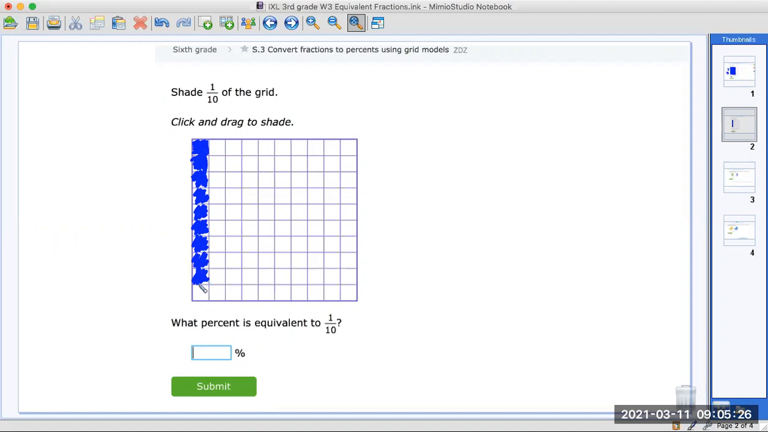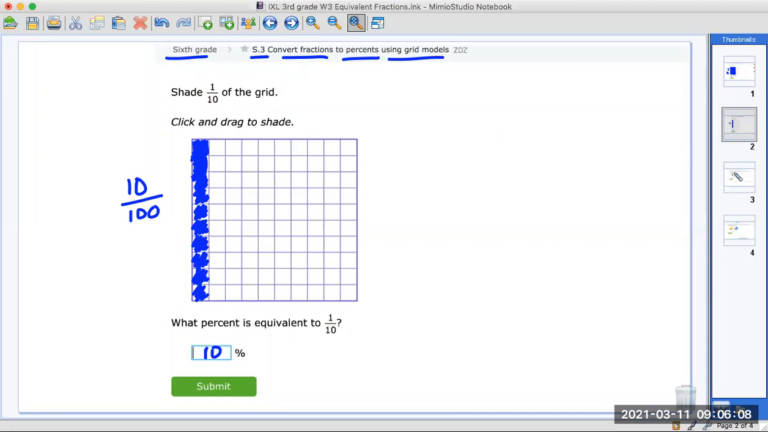That means how much did I shade in out of the 100? Now I'm looking at the big picture. I'm looking at the big square. I shaded in one column, which is 10. So it's 10 that I shaded in altogether, right? 1, 2, 3, 4, 5, 6, 7, 8, 9, 10. Out of the whole picture is out of 100. So 10 out of 100 is 10%. So 10% of the whole picture is shaded in. And that would be the answer.